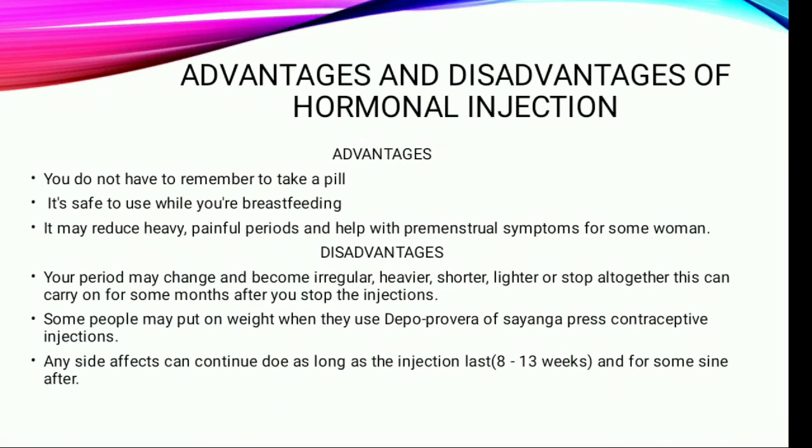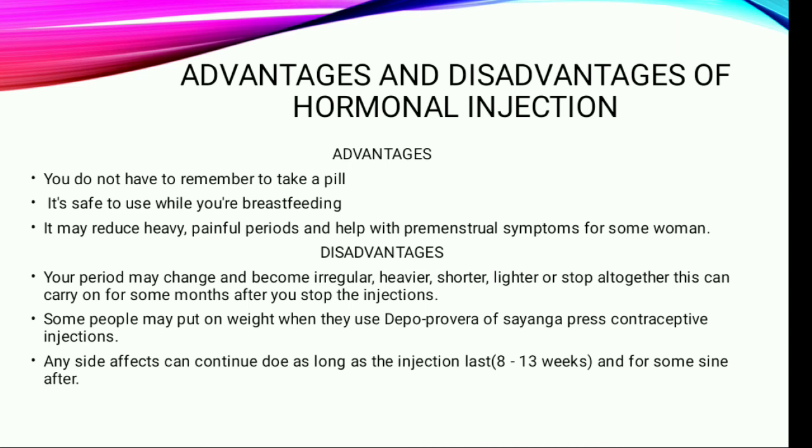These are the advantages and disadvantages of hormonal injections. The advantages are: you do not have to remember to take a pill. It's safe to use while you're breastfeeding. It may reduce heavy, painful periods and help with premenstrual symptoms for some women. The disadvantages are: your period will change and become irregular, heavier, shorter, lighter, or stop altogether. This can carry on for some months after you stop the injections.